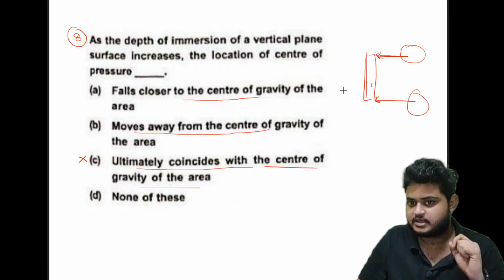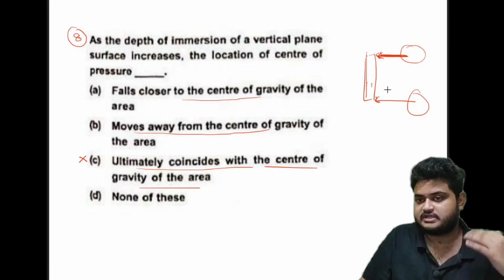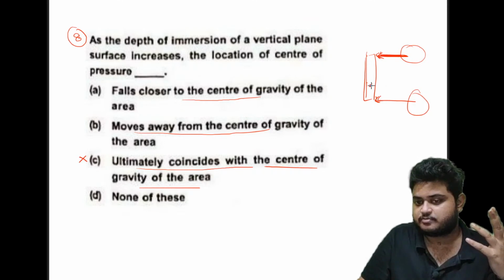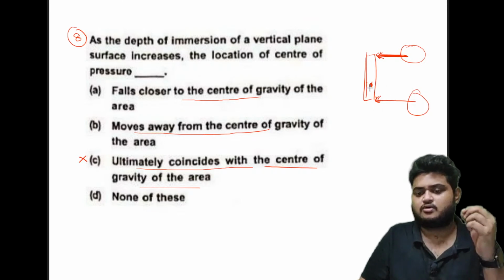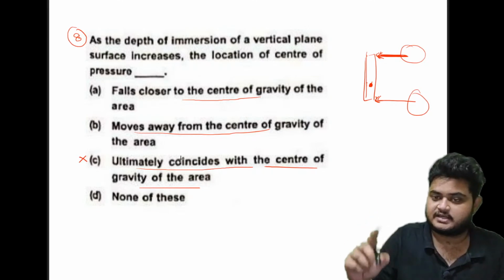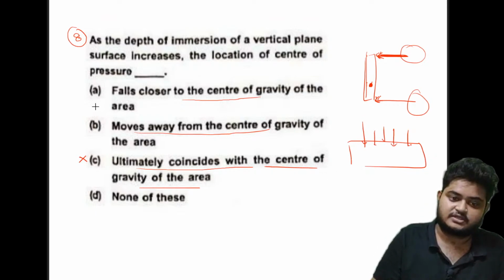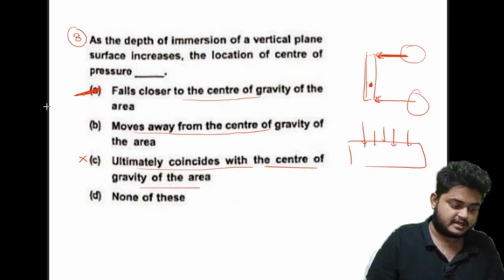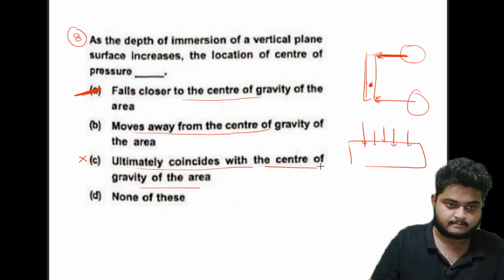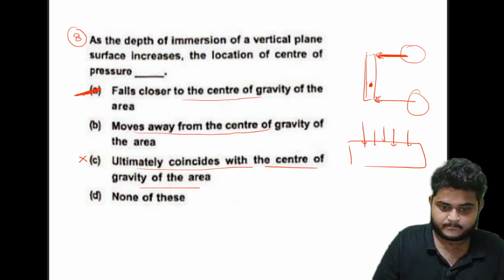ये थोड़ा ऊपर आने लगेगा क्योंकि जब दोनों का प्रेशर इंक्रीज होगा तो ये सेंटर ऑफ प्रेशर जो है वो धीरे धीरे थोड़ा ऊपर आएगा, लेकिन कोइंसाइड नहीं करेगा. कोइंसाइड करता है जब हॉरिजॉन्टल होता है, सब में प्रेशर इक्वल होता है, तभी कोइंसाइड करता है. ठीक है, सो ऑप्शन A will be the right answer.